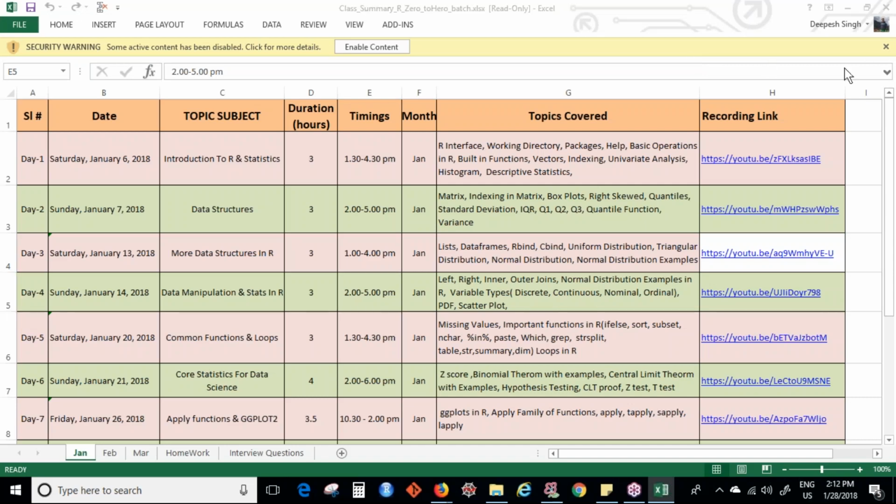Let's begin the class by doing a revision of yesterday and then we will continue ahead. So today we will learn linear regression in details. Yesterday what we saw was just an introduction of it. Today we will see that in details.